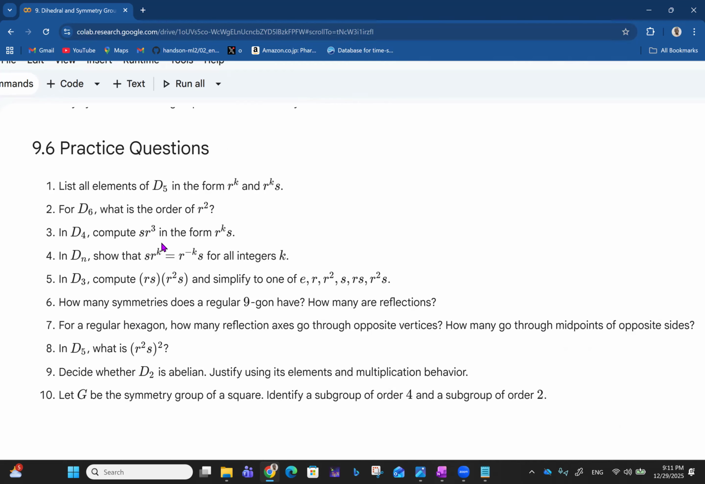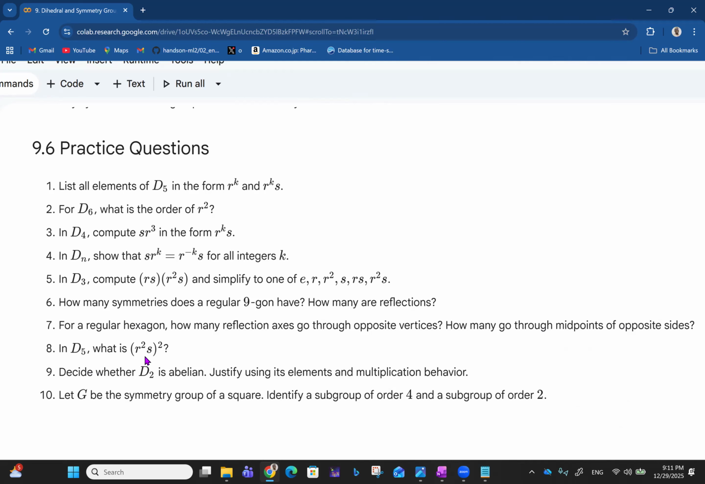Okay, so in D4, compute S R cubed in the form R^k S. Then in Dn, show that S R^k is R to the power minus k S for all integers k, and so on and so forth. So you want to try your hands on this to be sure what happens there.